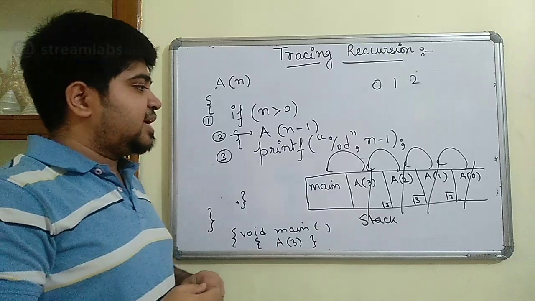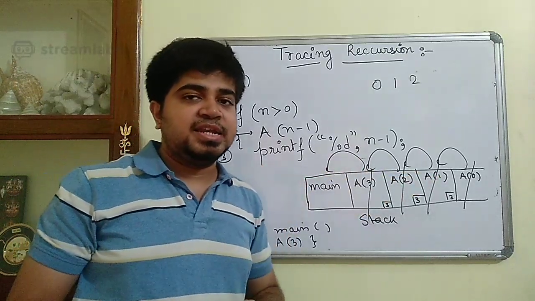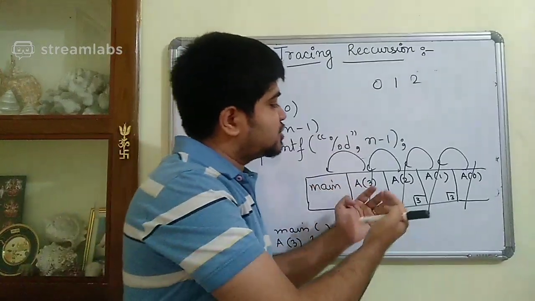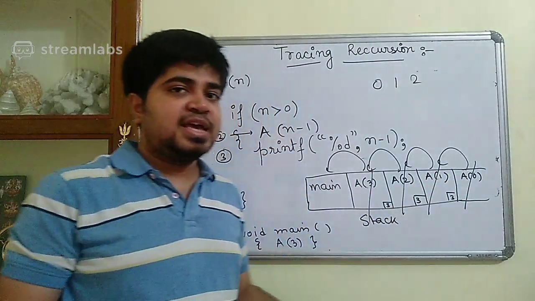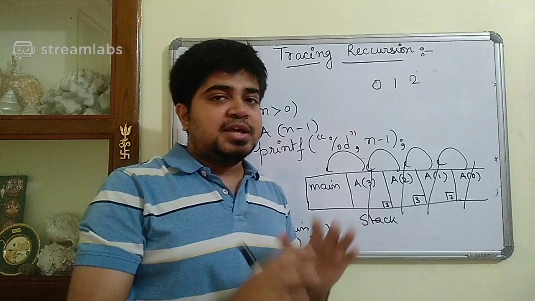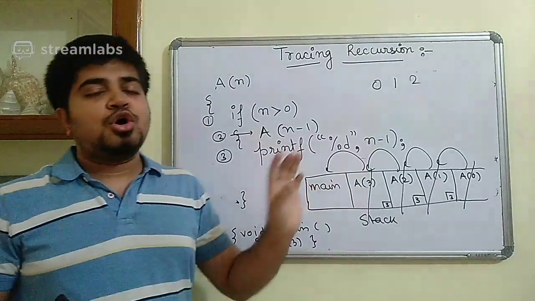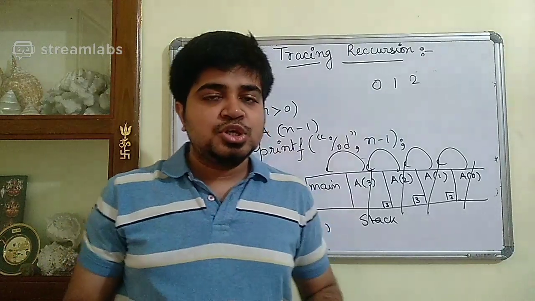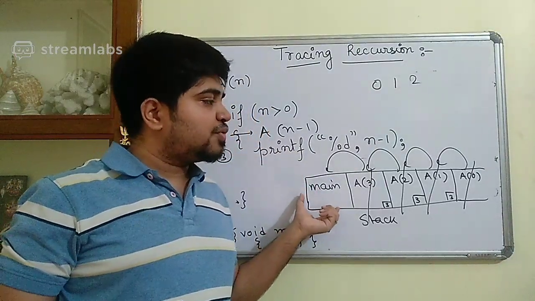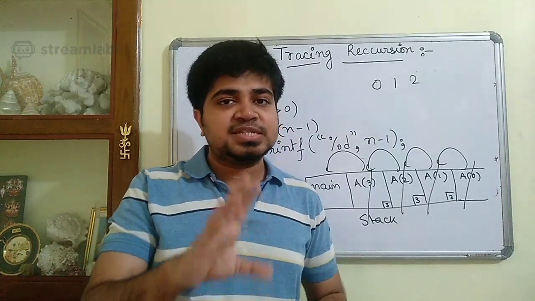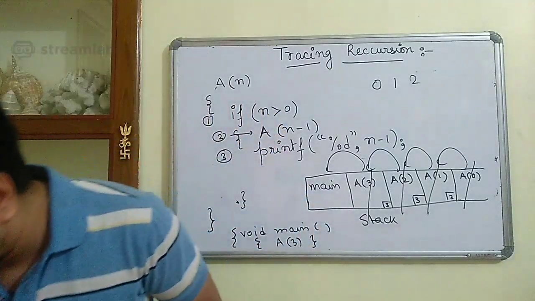So this is the way the calling is done in case of recursion, and this is the way the instances of functions are pushed into the stack and the calling is performed. Now this tracing of recursion is either done in a stack based approach or in a tree based approach. So whatever I have shown you over here is a stack based approach. Let's go for a tree based approach and see how it happens.